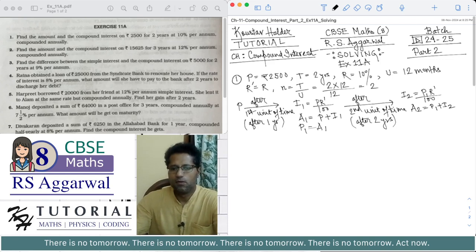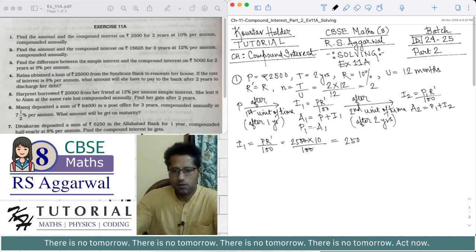Okay. Now what is I1? I1 is equal to P R dash by 100, which is equal to P is 2500 multiplied by R dash is equal to R, which is 10, divided by 100. This is equal to 250. Now I am ignoring the rupees symbol, so it will be rupees 250.